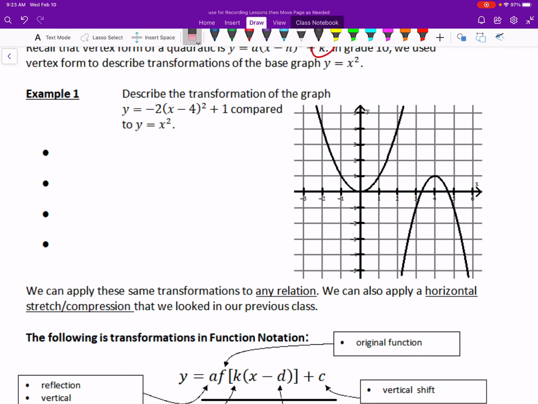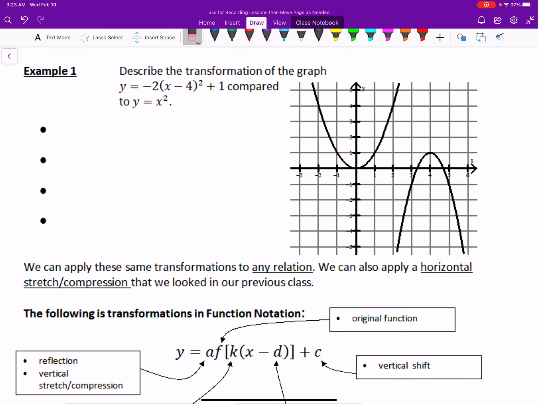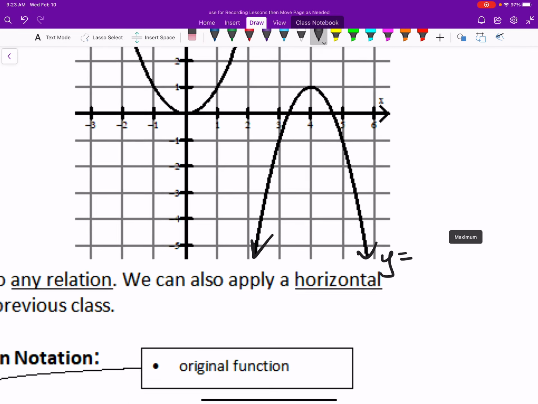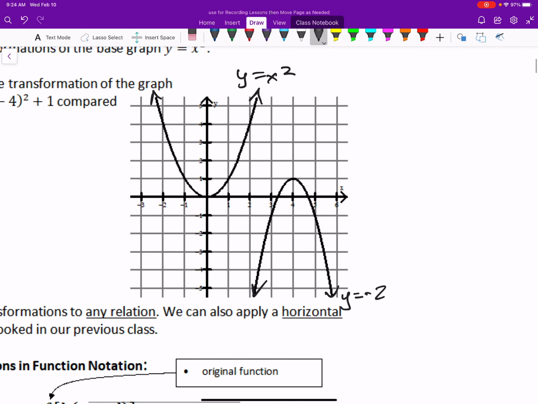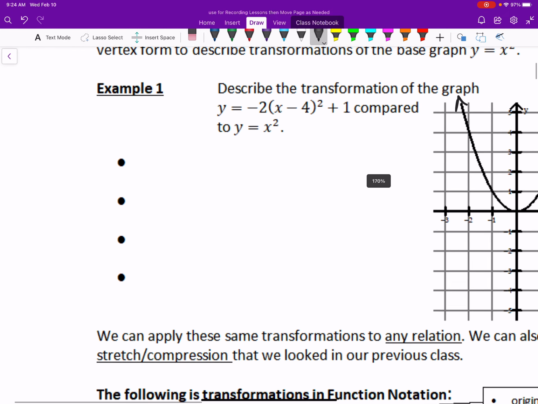So, talking about transformations, you learned in grade 10 how to describe transformations based on A, H, and K. Here are the graphs of them. This is our parent function, y equals x squared. This is our transformed graph, y equals negative 2 times (x minus 4) squared plus 1. Although I'm not going to worry about really looking at that graph right now. Let's just start by looking at the equation.